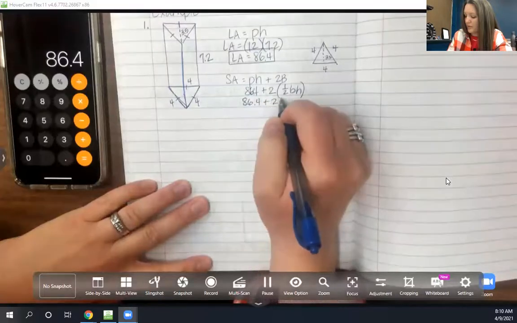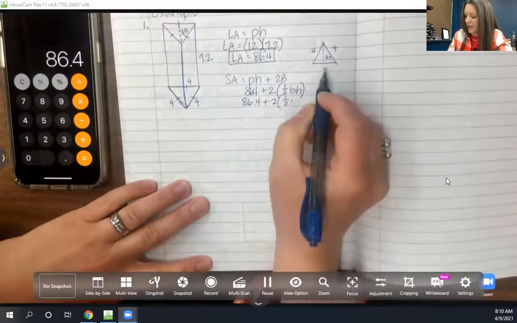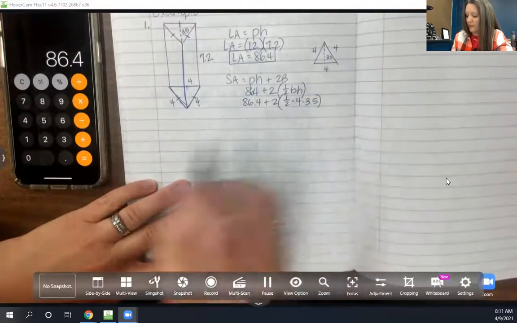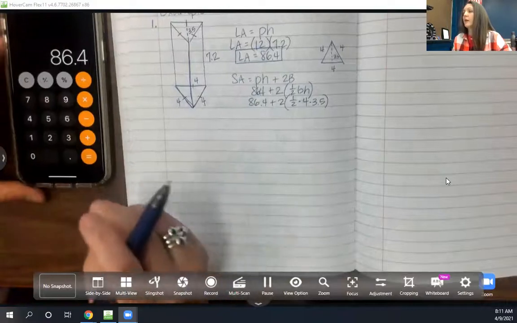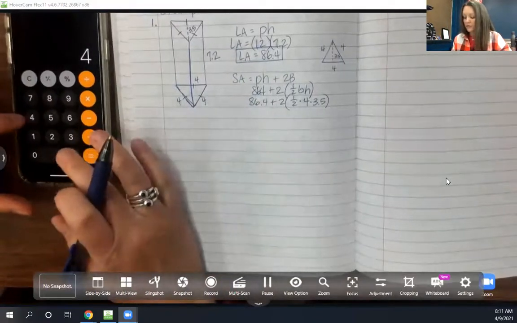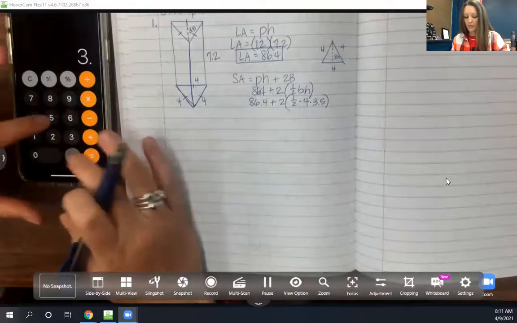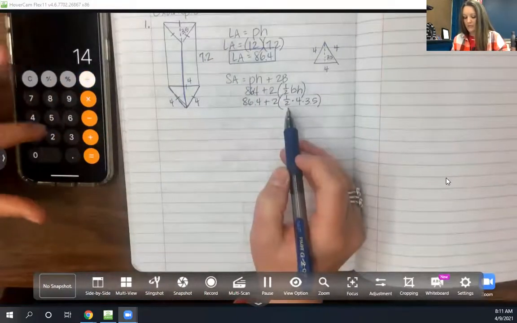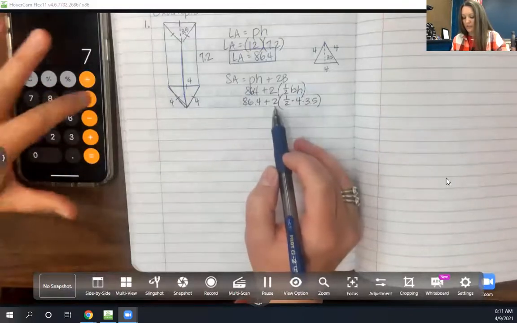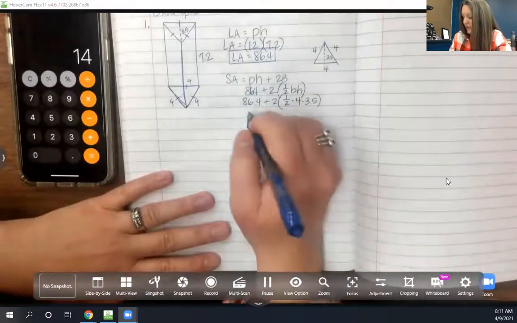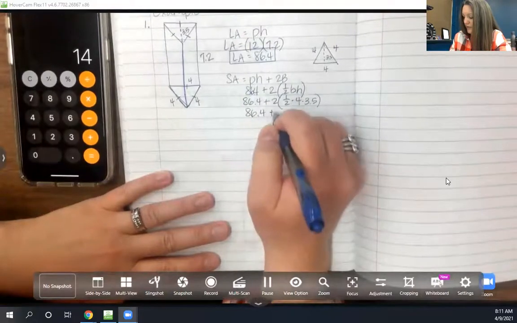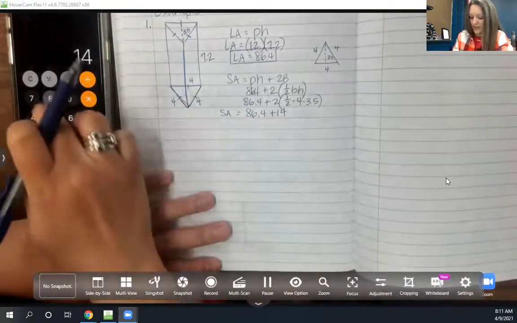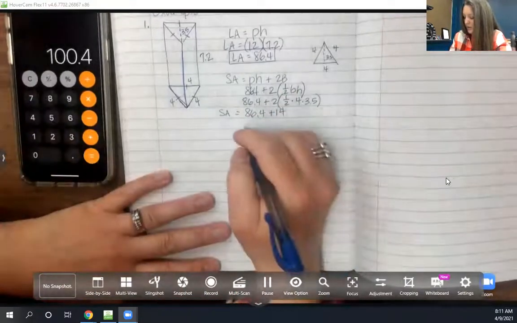86.4 plus 2 times 1/2. My base here is 4. My height is 3.5. Let's plug that into the calculator, see what we get. 4 times 3.5 is 14. Take half of that, 7, and then multiply it by 2, and we get 14 again. So we have 86.4 plus 14 equals my surface area. Let's add that to 86.4, and we get 100.4.